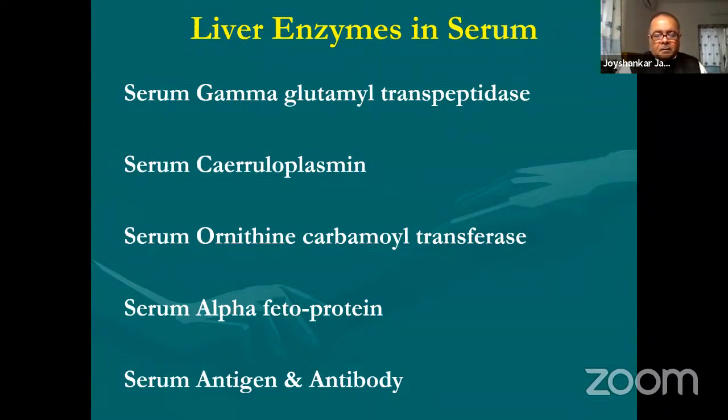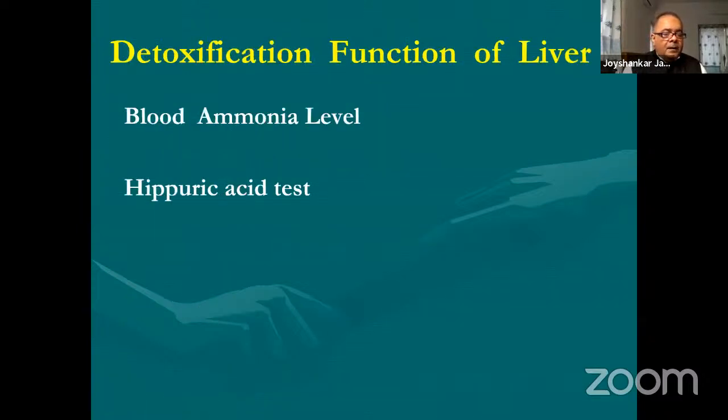Then the tests based on the detoxification functions of liver. It is the blood ammonia level. This is to detect hepatic encephalopathy. When there is a patient with hepatic encephalopathy, blood ammonia levels are estimated because the ammonia is not removed by the liver. And the hippuric acid test to detect the hepatocellular damage.